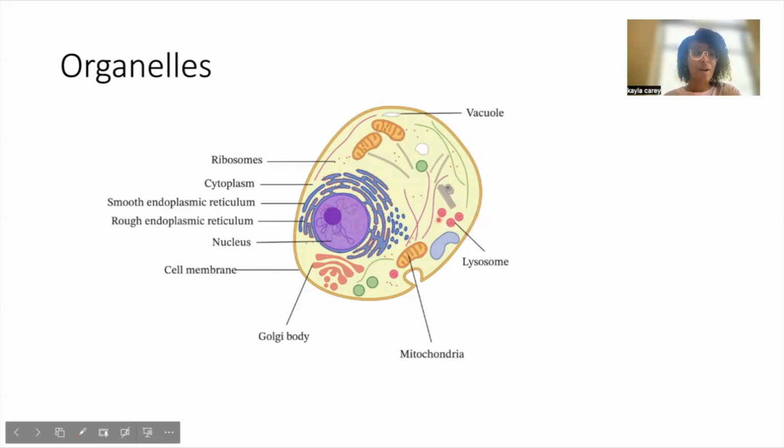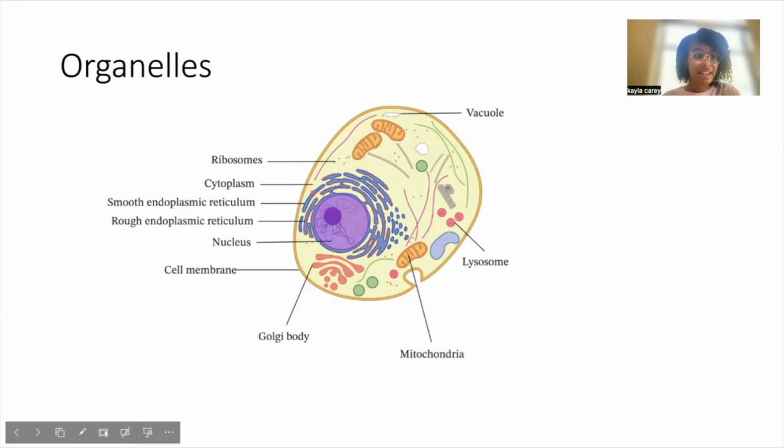Lysosomes, which we see right here, are kind of like the trash cans of the cell. Lysosomes contain what we call enzymes, and these enzymes help break down molecules. This lets the cell get rid of material that it doesn't want and helps break down the cell when it dies.